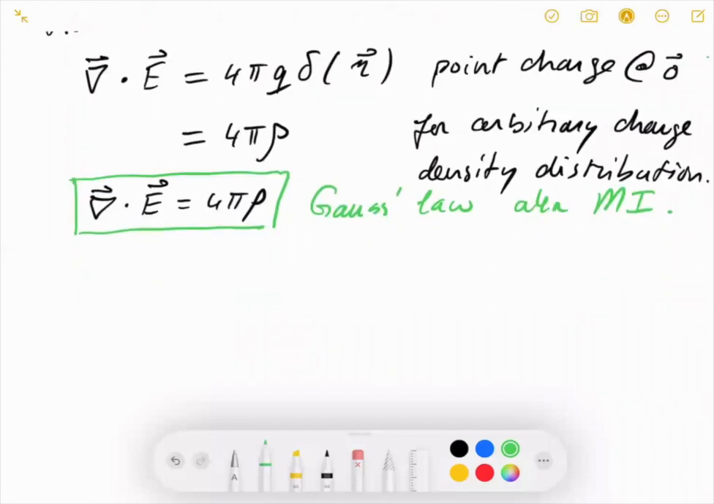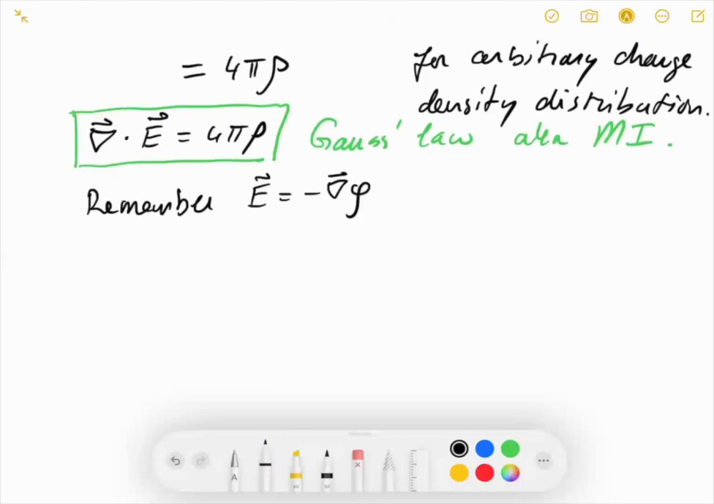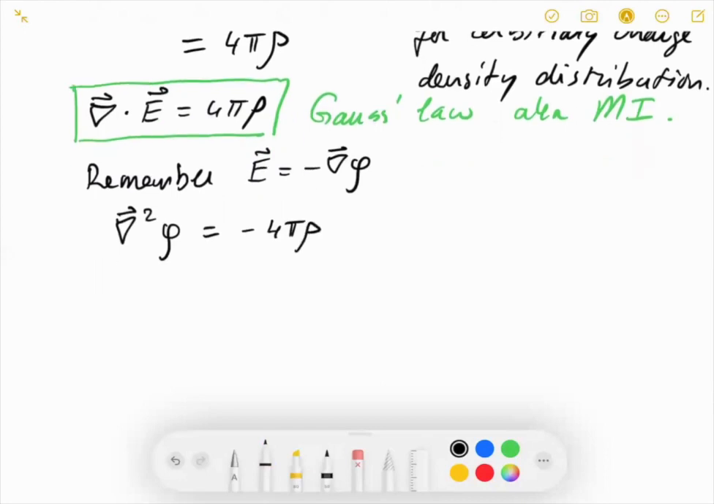Now that we have this expression for Gauss's law, we can also write the electric field as the gradient of the potential. So remember, minus the gradient of the potential, that means therefore that the second derivative, or a Laplacian, of that potential is also that 4 pi rho, except of course now with a minus 4 pi rho. And this follows straight from Gauss's law, and it has its own name. This is the Poisson equation.